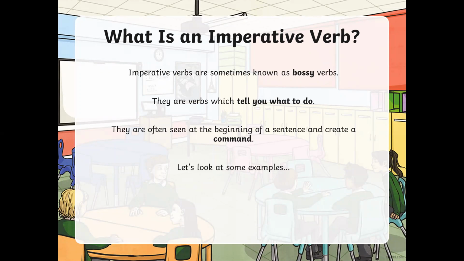So what is an imperative verb? Well, in fact, another way of calling imperative verbs is bossy verbs. Bossy verbs, children. And I'm sure you'll remember that. So an imperative verb is a bossy verb. Can you repeat that, children?